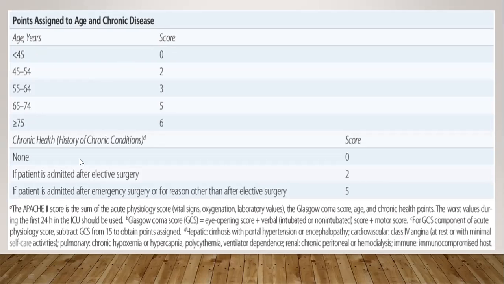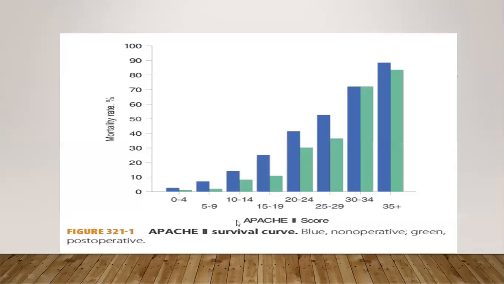For chronic health, if none, you score 0. If the patient is admitted after elective surgery, you give a score of 2. And if the patient is admitted after an emergency surgery, that's the highest, you give a score of 5. The APACHE score is the sum of the acute physiology score, using the worst values during the first 24 hours in the ICU, and the GCS component as well. So we use that for computing the APACHE score.